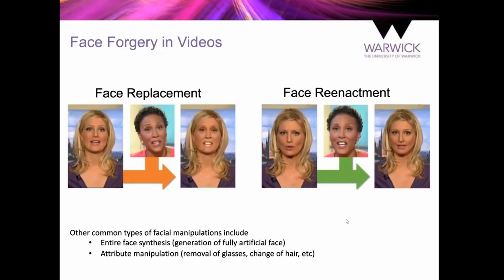Face reenactment is a much more subtle facial manipulation where we don't actually change the identity of the person in the first image, but rather try to mimic the facial expression of the person in the target image, and we want to copy that onto the person in the source image. Of course, we can have other common types of facial manipulations, and those could include entire face synthesis, so the generation of a fully artificial face that hasn't been seen before. Or we can have attribute manipulation, which could be the removal of glasses that a person wears, or the change of their hairstyle or hair color, and many other things.